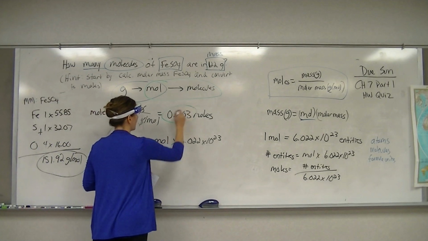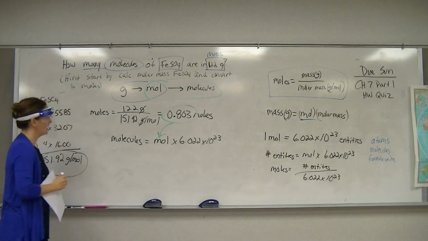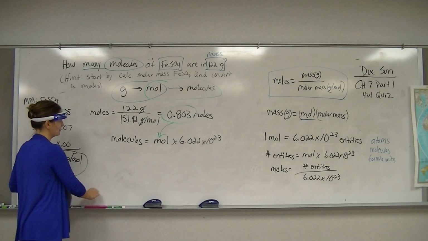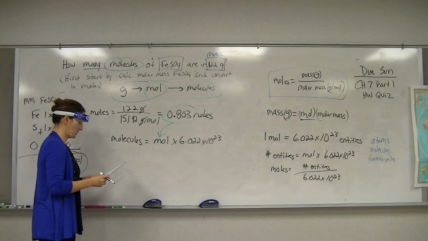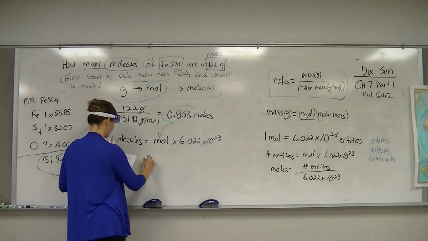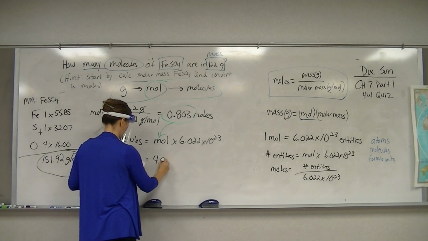So taking this guy, plugging it in there. So 0.803 times 6.022 times 10 to the 23rd. Answer here.